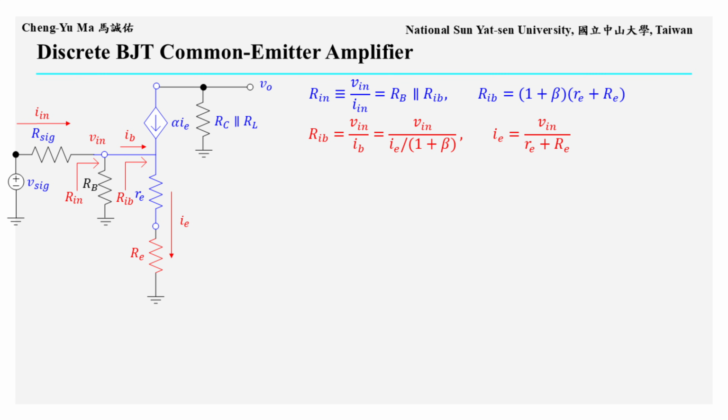Using the resistance reflection rule, the total emitter side resistance re plus Re is reflected to the base side by multiplying it by 1 plus beta. Therefore, Rib equals 1 plus beta times the quantity re plus Re.